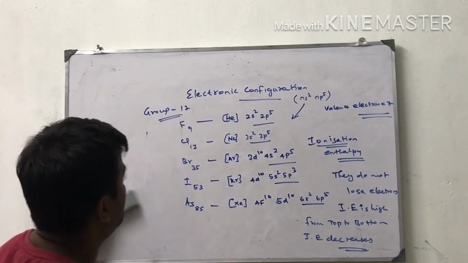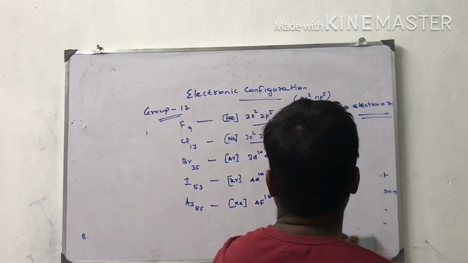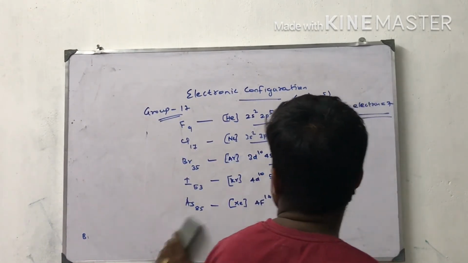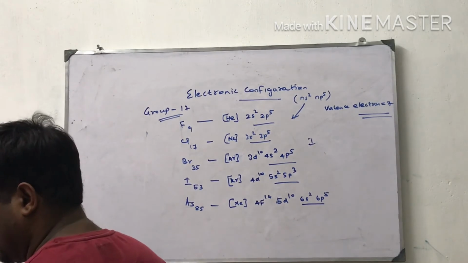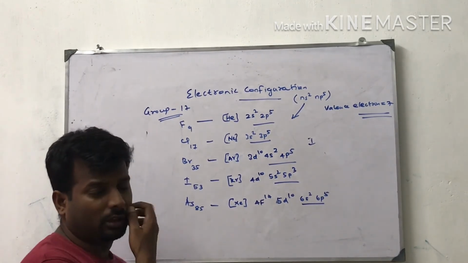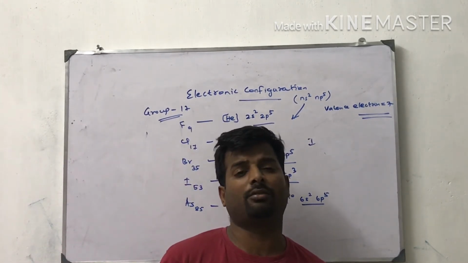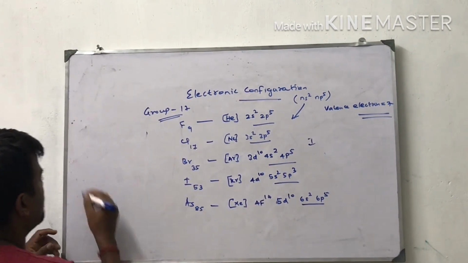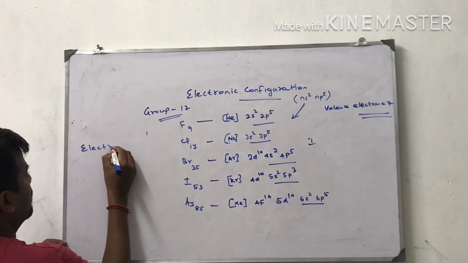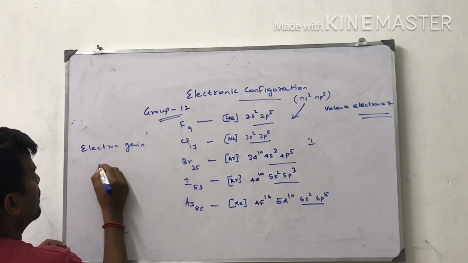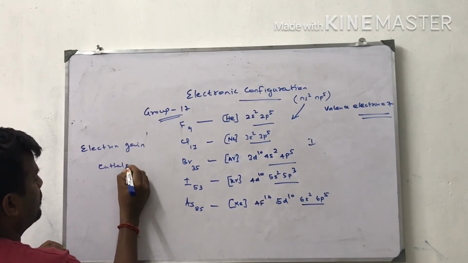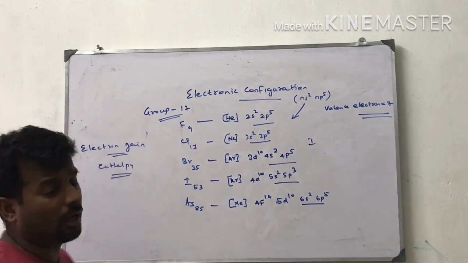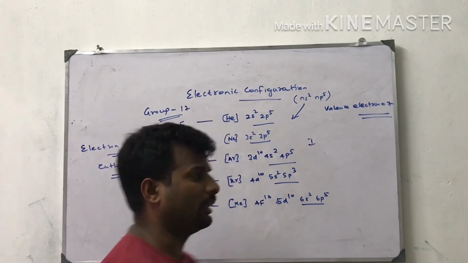Next one, electron gain enthalpy. What do you mean by electron gain enthalpy? It is the gaining of an electron from a neighboring atom, with energy change. Most of the halogen atoms have a highly negative electron gain enthalpy.